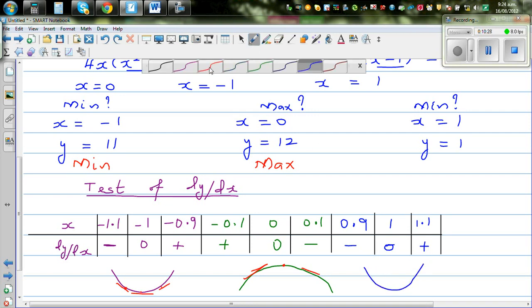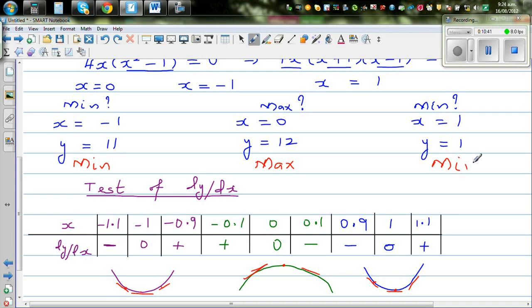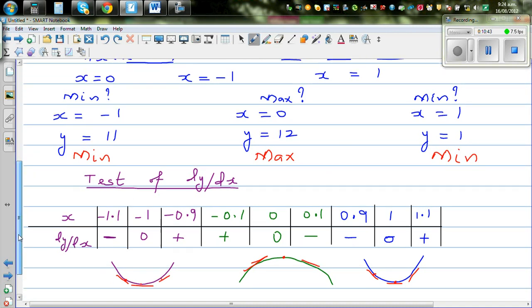So again I'll repeat it. Always good to repeat. This is a negative gradient, then at this point you've got a 0 gradient, and to the right you've got a positive gradient. So this is a minimum. I've drawn the graph just for interest.